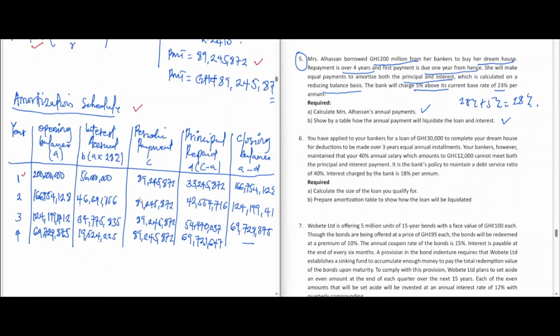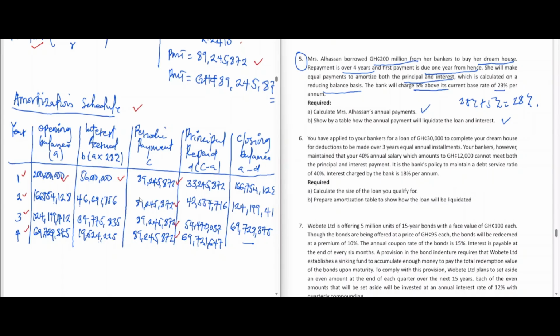So using the amortization schedule, we know that how many years? 4 years, because the loan is going to be repaid in 4 years' time, right? So they're being given a loan amount of 200 million. At the beginning of year 1, they have a loan amount of 200 million Ghana cedis. And the interest they are going to pay is 28% of that 200 million, which will give us 56 million Ghana cedis. The periodic payment that they are going to make is 89,245,872.